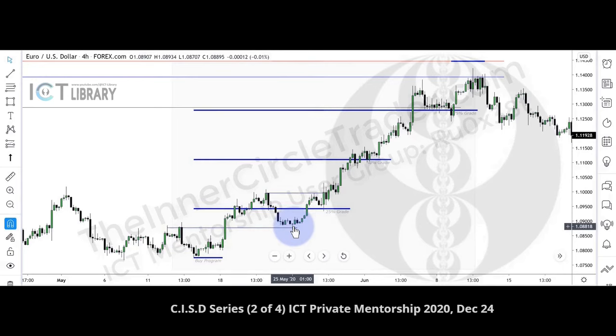Whereas it was running here on sell side, it hits a level that would constitute a potential change in the state of delivery. Why? It's mitigating at that price point because breakers are mitigation. What does that mean?